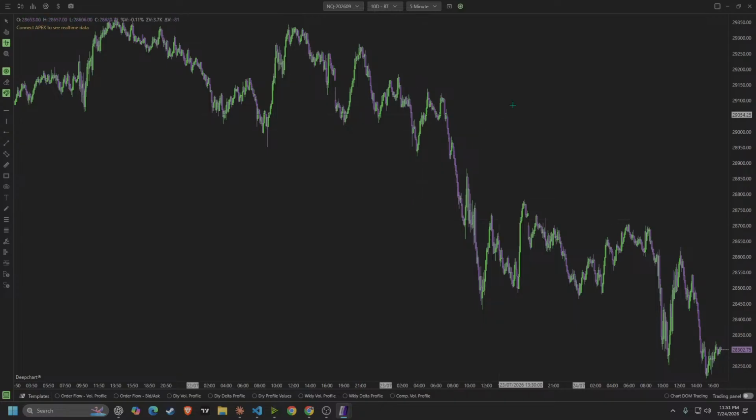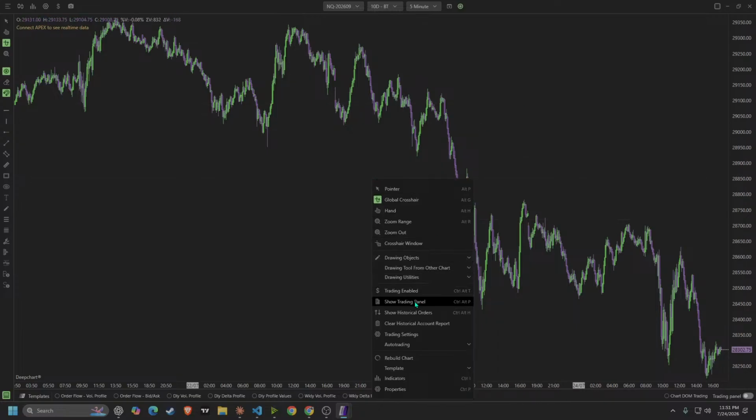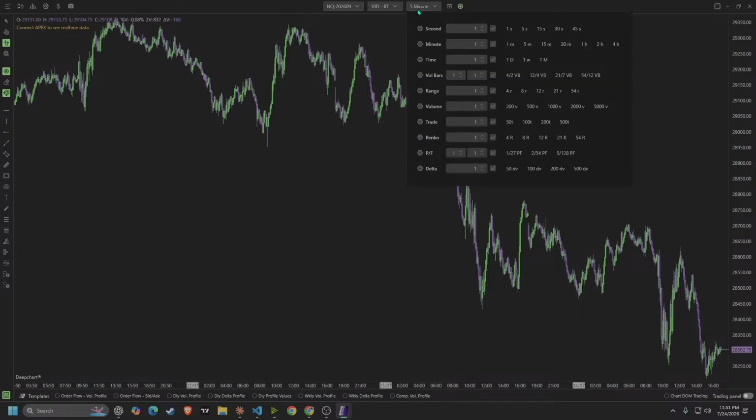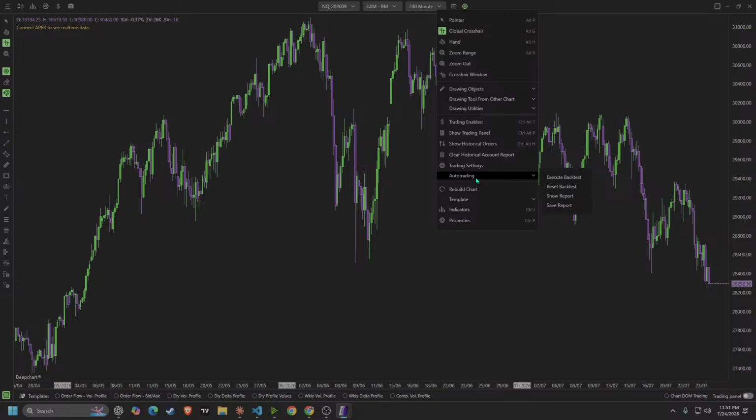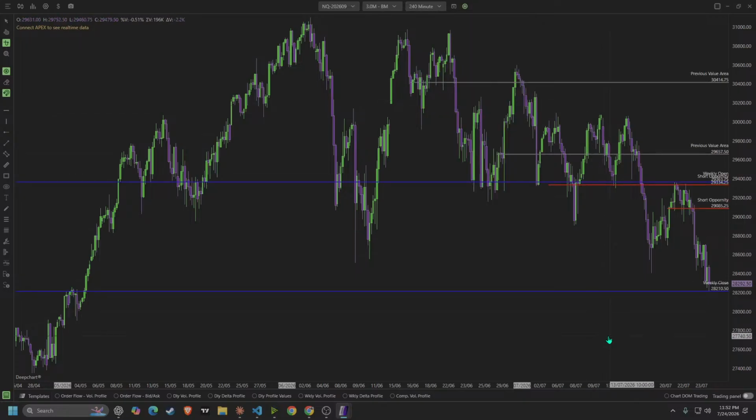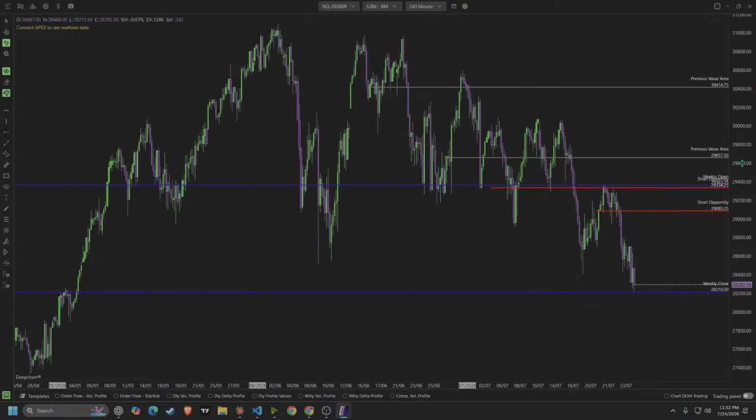But I'm gonna add these levels from the profile chart to my time chart or whatever chart. It doesn't matter. Like I'm doing 5 minutes here. Let's make it 4 hours, okay? Just because I think that's better. Then we're going to draw tools from other chart. Here's our profile chart. Boom. Now we have some levels to work with.